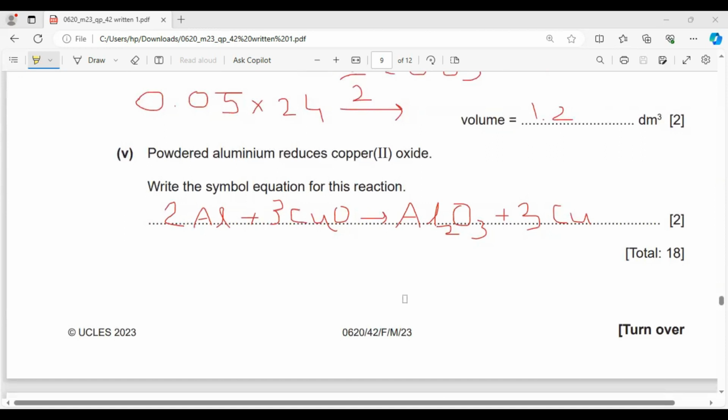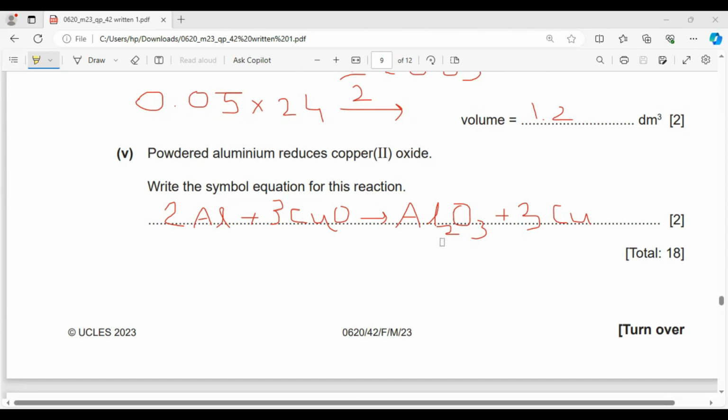Next is powdered aluminium reduces copper oxide. Write the symbol equation for this reaction. As we know that aluminium is more reactive than copper, we will write Al, symbol of aluminium, plus copper oxide CuO, which will give us Al2O3 plus 3Cu.